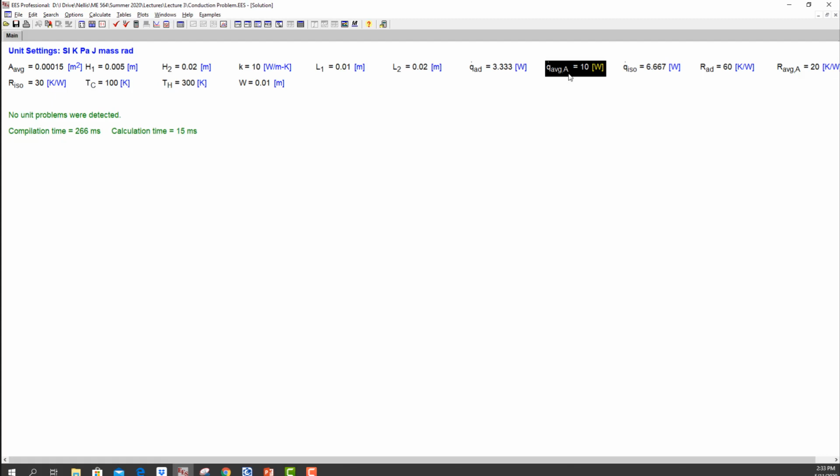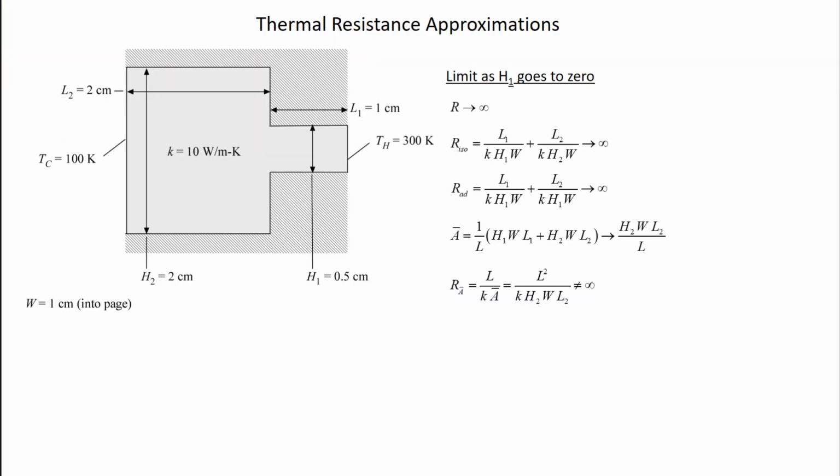And it provides an upper bound on the heat transfer rate, which means it provides a lower bound on the resistance. And that lower bound is actually even worse than the lower bound we already had from the isothermal model, right? So let's think about why that might be.